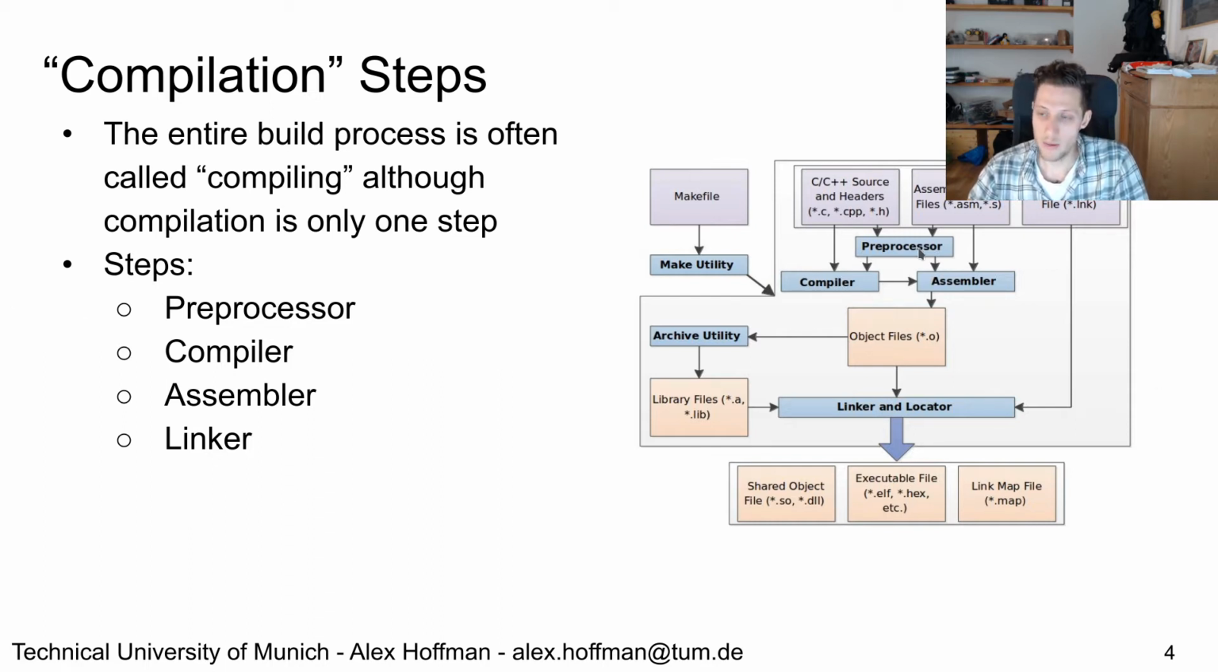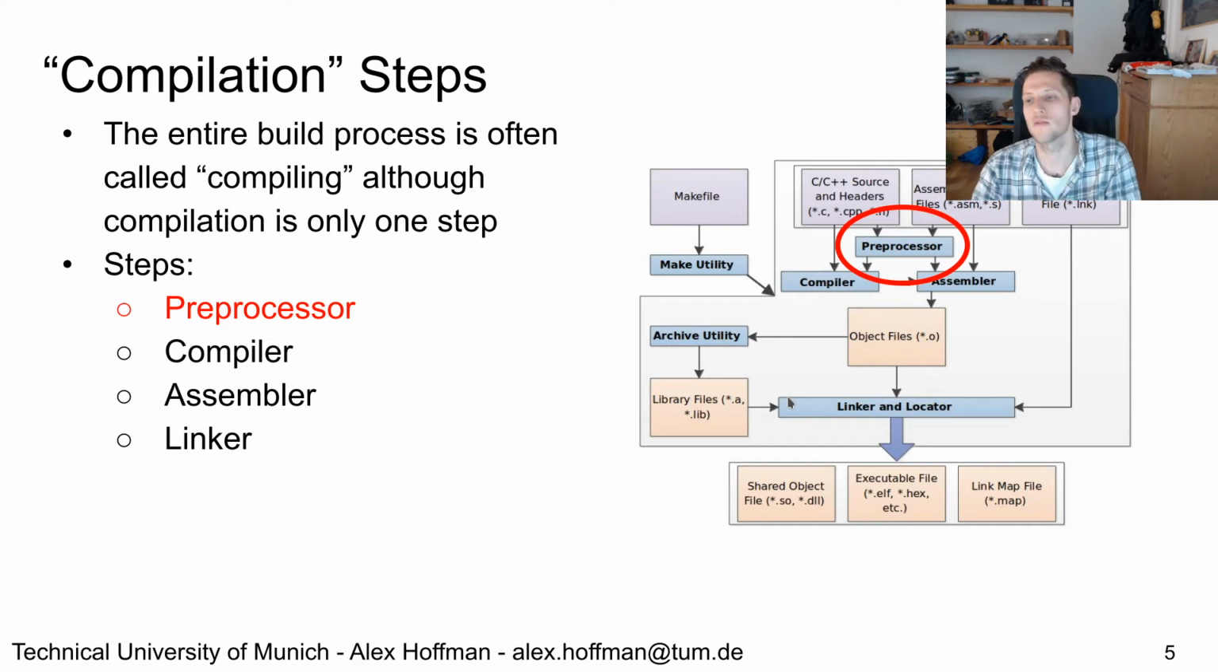So we've got our input, and then it's a bit hard to follow the flow, but if we ignore this archive utility, because it sort of belongs to the linker in a way, we have the preprocessor, the compiler, the assembler, and then this linker and locator. I'll just call this the linker, because it locates and links library files, like the .a files or the .lib files that you'll find on your system. So let's quickly jump into the first one, which is the preprocessor.